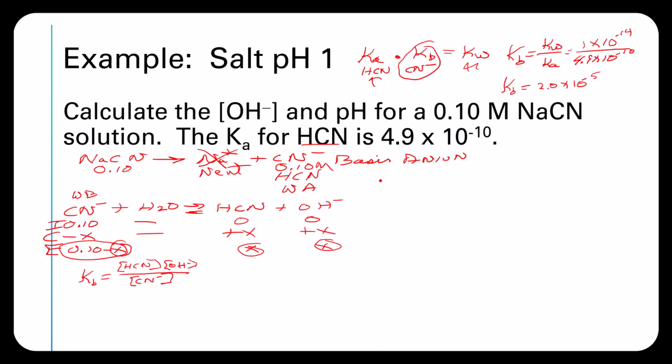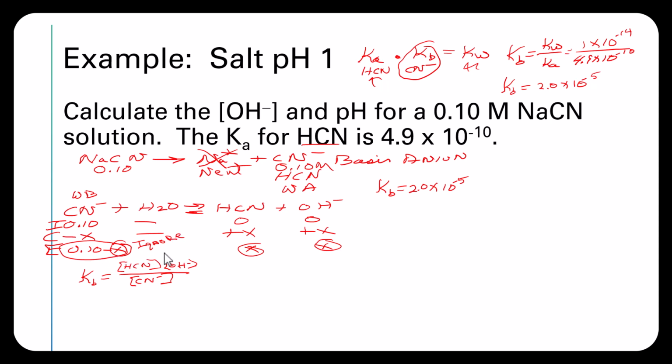Now, my Kb is equal to 2.0 times 10 to the minus 5, and my concentration here is 1 times 10 to the minus 1 if I put it in scientific notation. And that is 4 orders of magnitude difference, which should make it very safe for me to ignore X relative to the starting concentration.